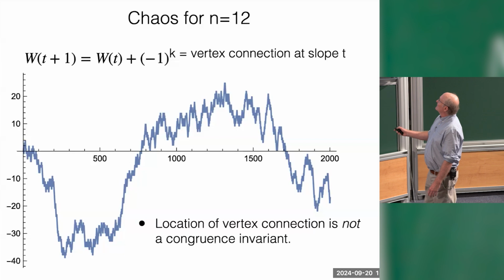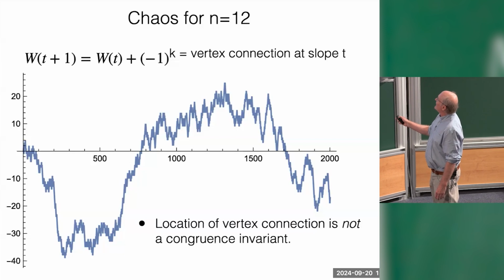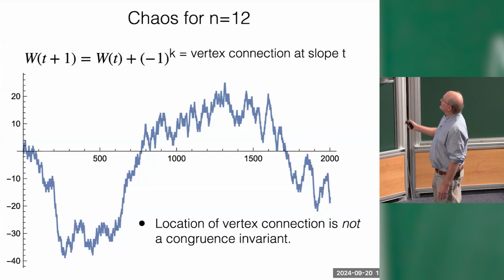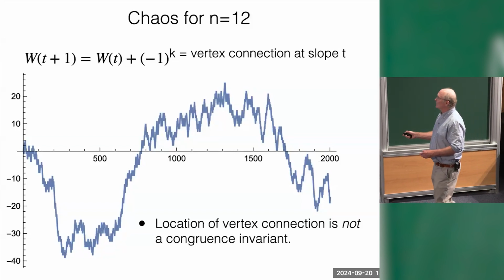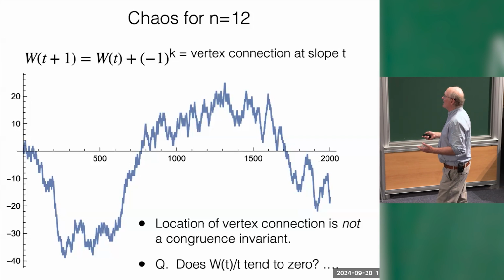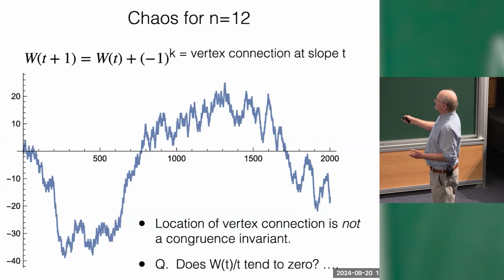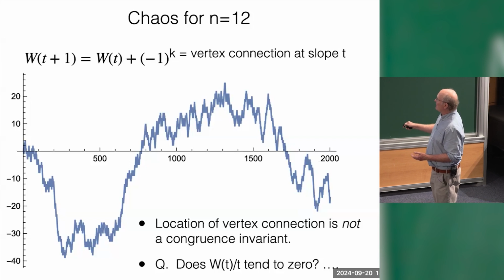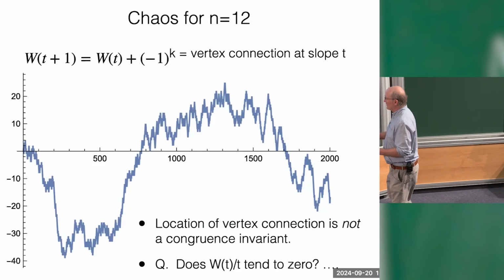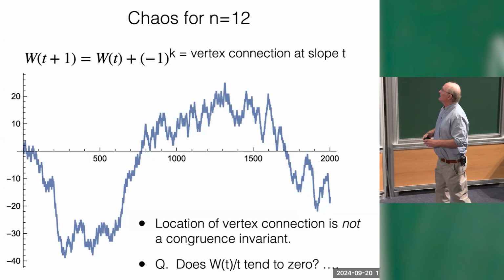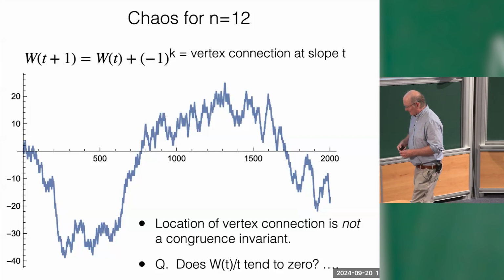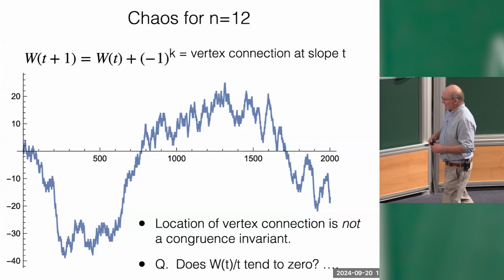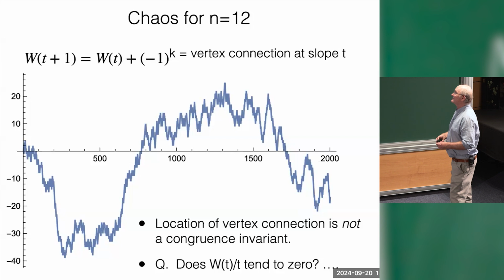So this gave a lot of credence to the statement that the location of the vertex connection is not a congruence invariant when n is equal to 12. And in fact, that's true, but there's obviously much more going on here. For example, one could ask if there's a central limit theorem, etc., but we don't even know if the mean of this process tends to 0, let alone the variation or anything like that. But all evidence is that hidden in billiards in a regular 12-gon is an arithmetic mechanism that generates an instance of a random walk.